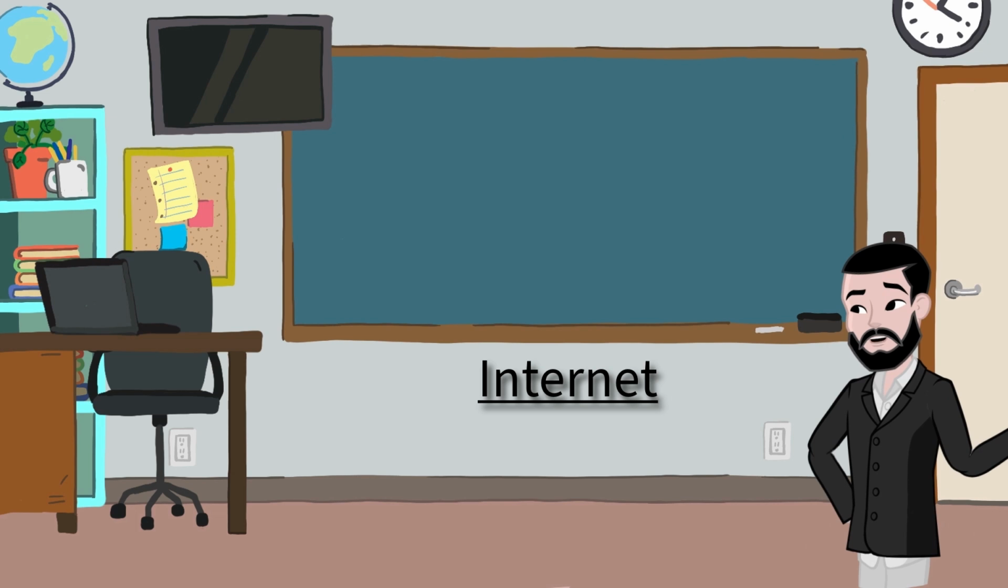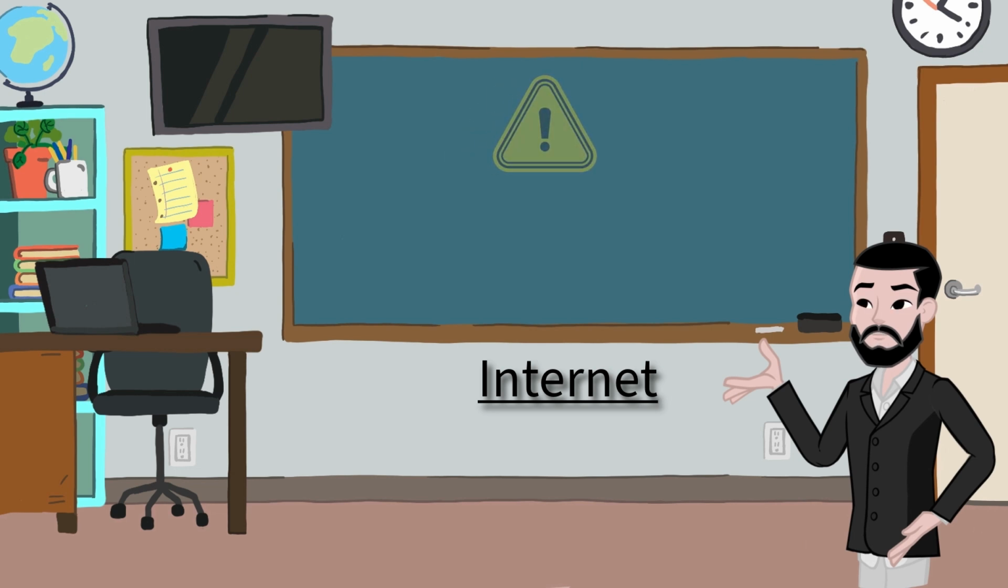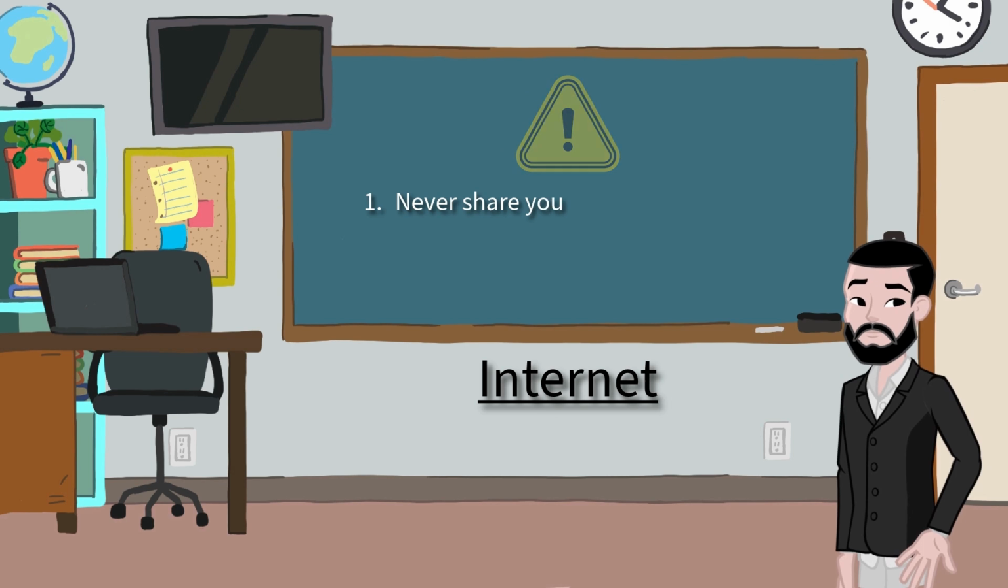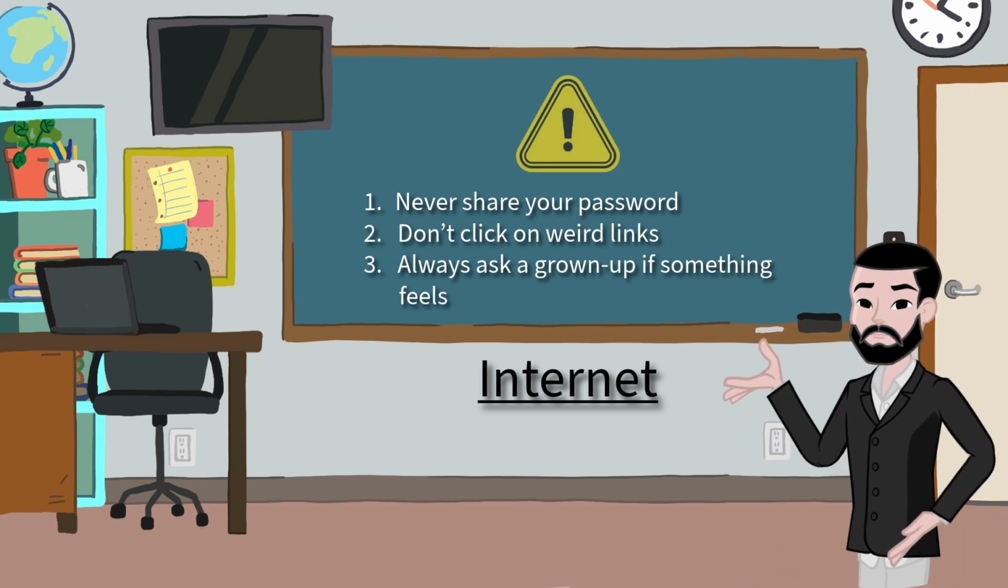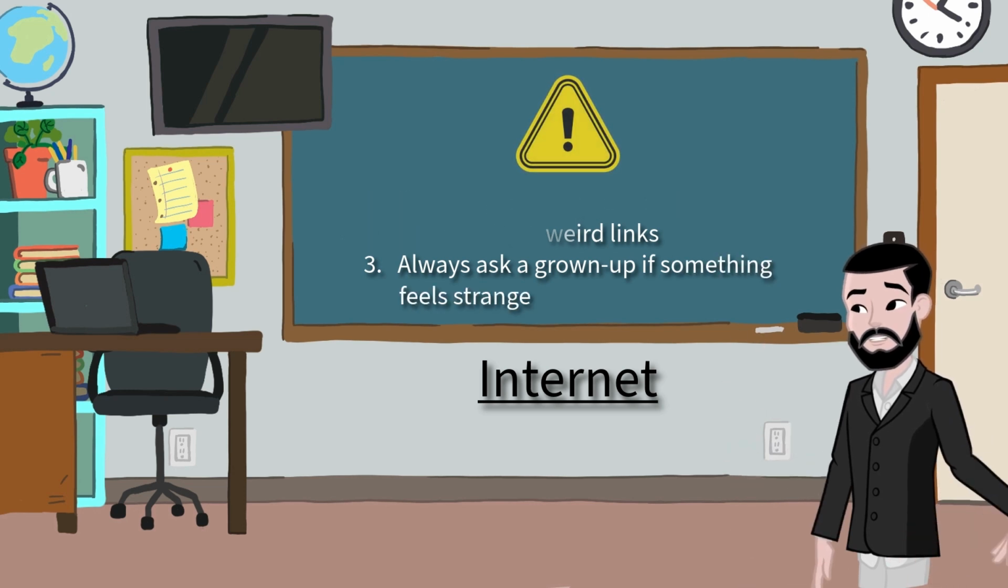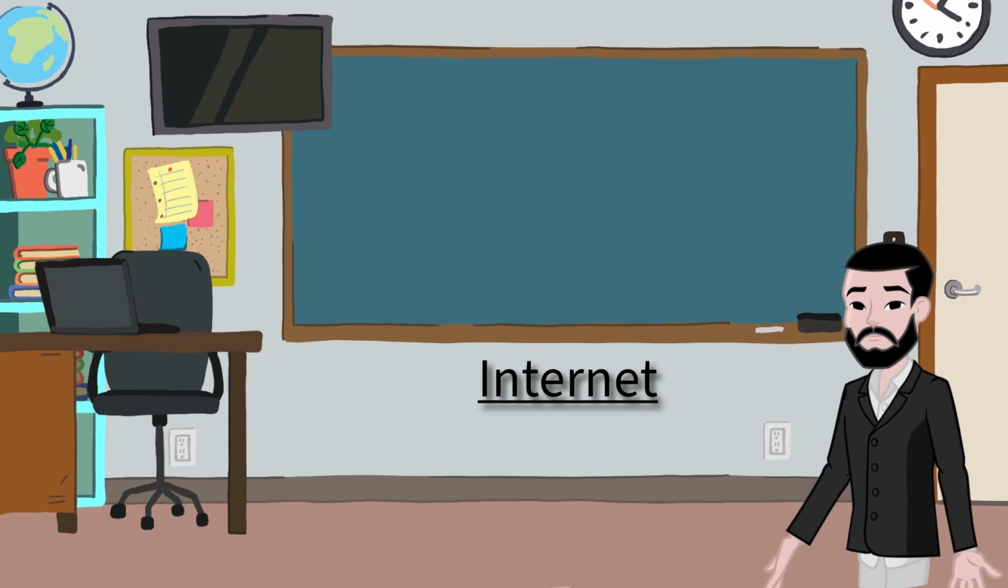Even though the internet is awesome, we have to be super smart and super safe. Here are three golden rules. Never share your passwords. Don't click on weird links. Always ask a grown-up if something feels strange. Think of it like wearing a helmet while riding the bike. It keeps you safe while you have fun.